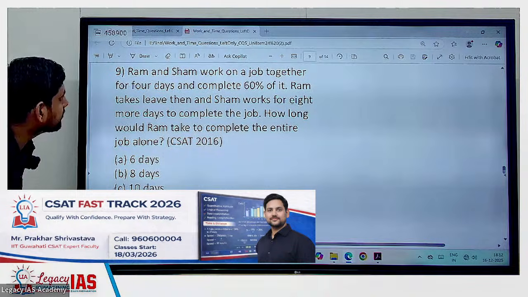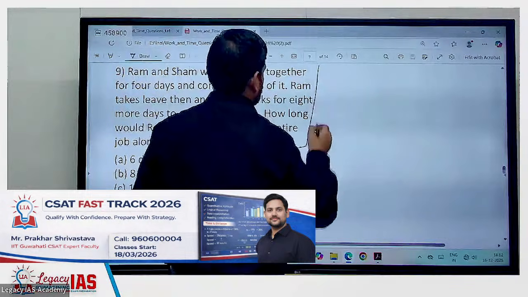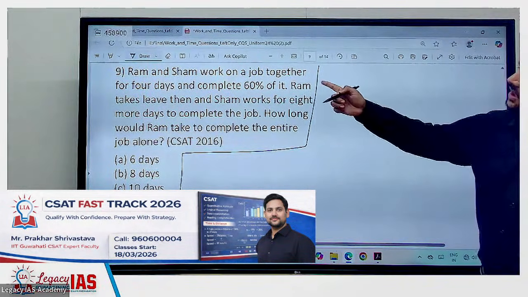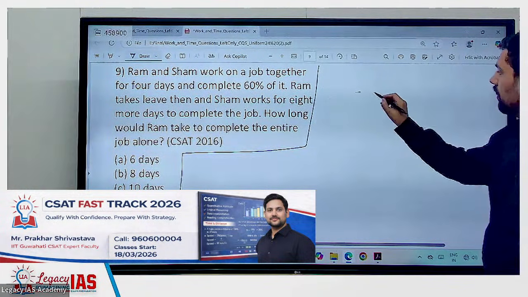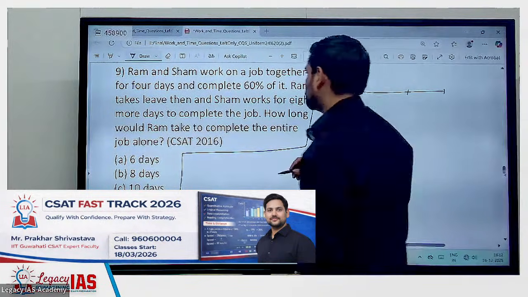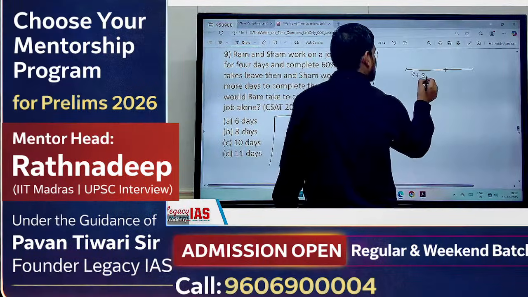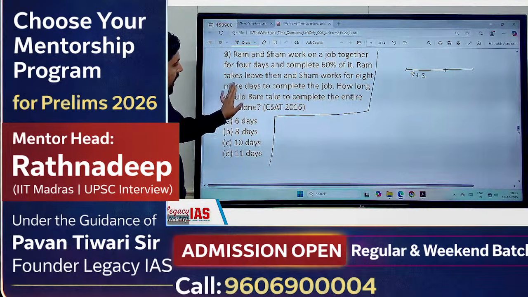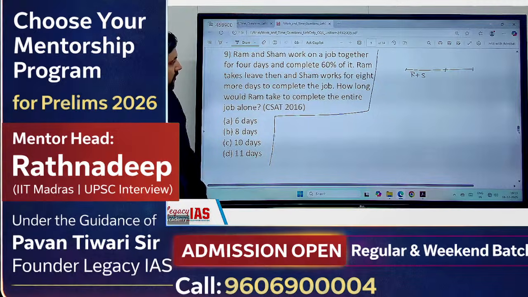Okay, let's see. It says Ram and Shyam work on a job together for 4 days and complete 60% of it. So I'm drawing a timeline. Initially, Ram and Shyam are working together and they complete 60% of the work. Then Ram takes leave and Shyam works for 8 more days to complete the job.